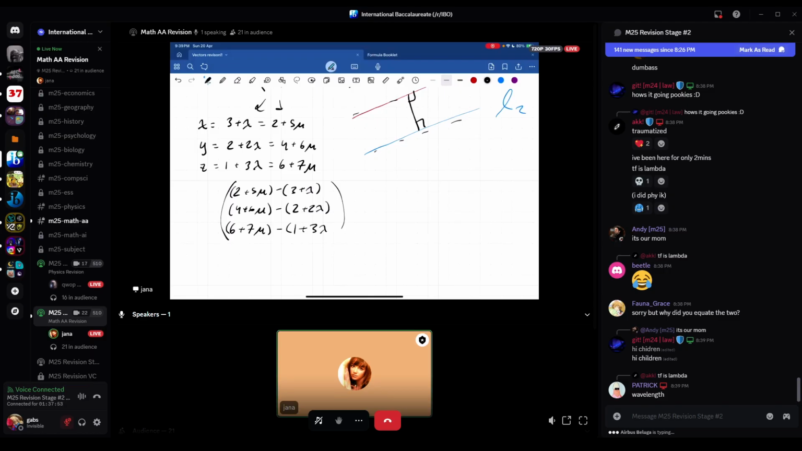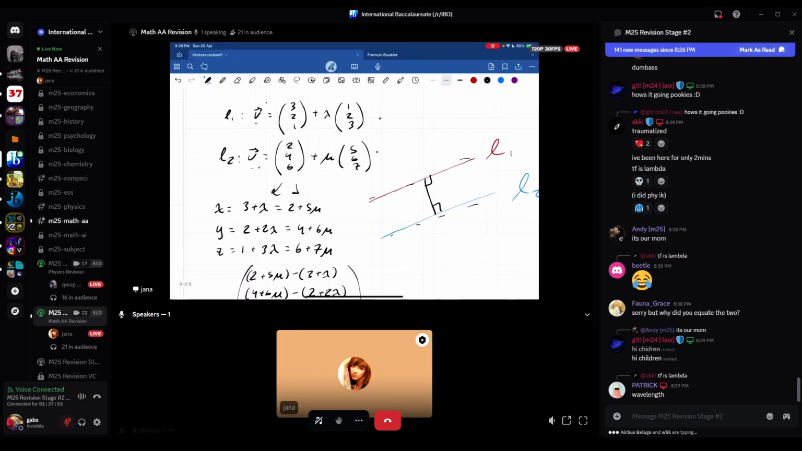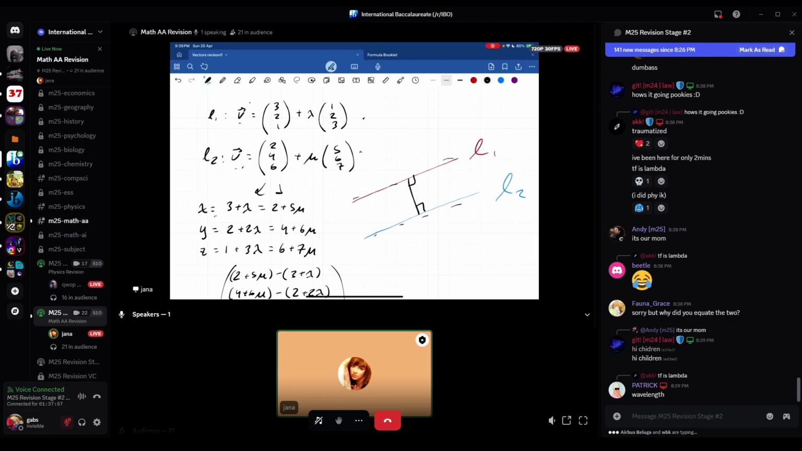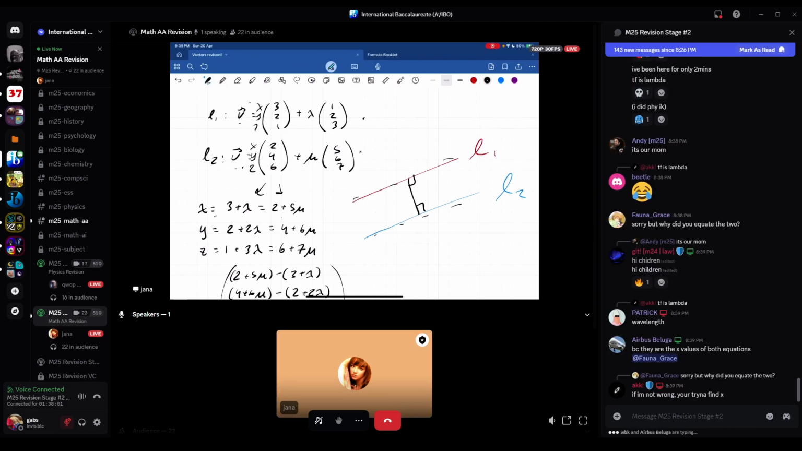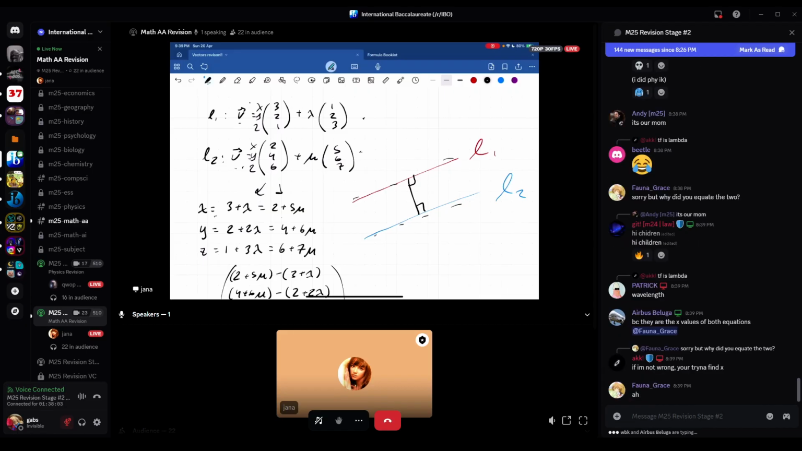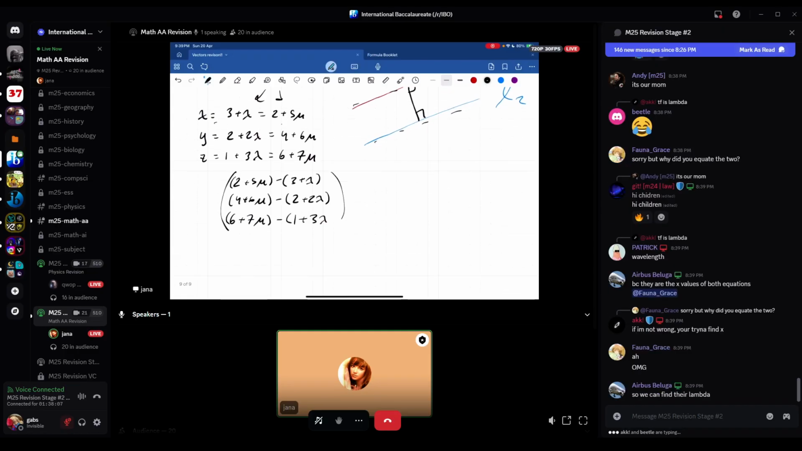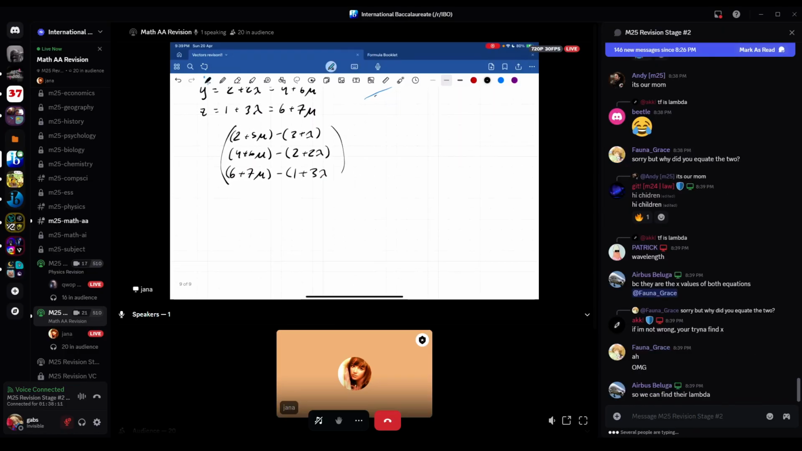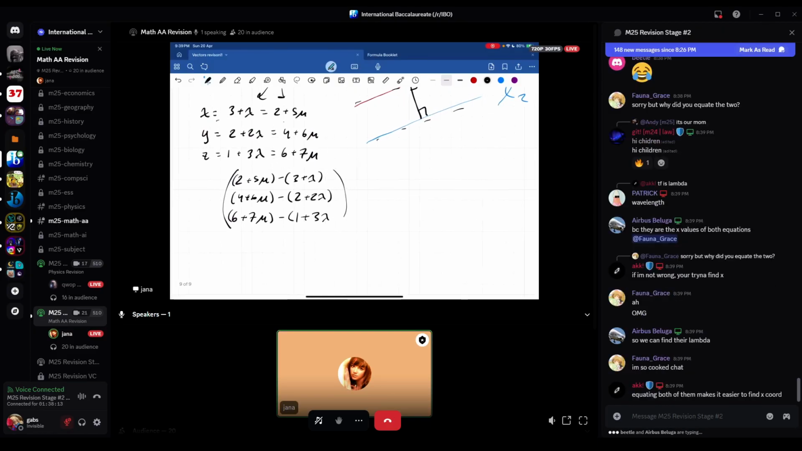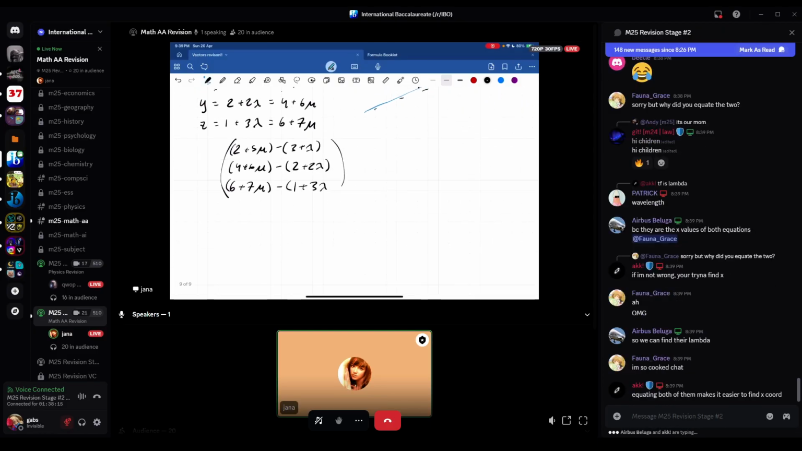Why did we equate the two? Because this is x and this is x. That's it. It's the x coordinate. So now we have the position vector from any point on this line to any point on this line.